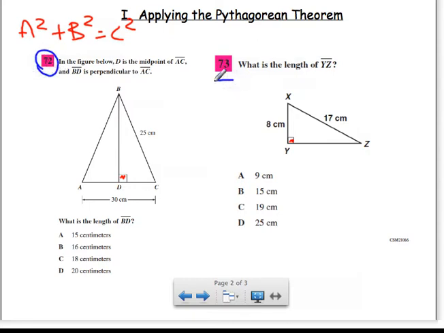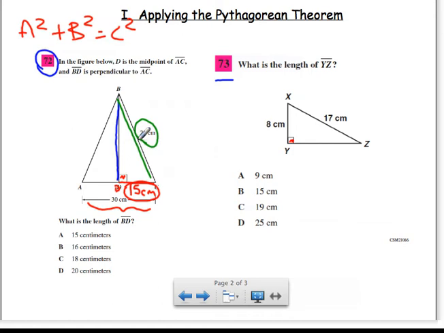Looking at 72, in the figure below, D is the midpoint of AC, and BD is perpendicular to AC. What is the length of BD? So I'm trying to figure out how long this piece of the triangle is. I already know how long this side of the triangle is. I don't know exactly how long this piece in red is, but I think I can figure it out. If this whole piece is 30 centimeters and D is the midpoint, that must mean that D cuts AC in half, and this should really be 15 centimeters. And so at this point, I know the red, which is 15, I know the green, which is 25, and I'm looking for the blue.